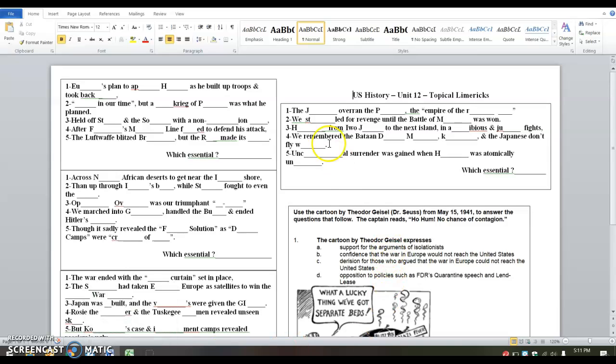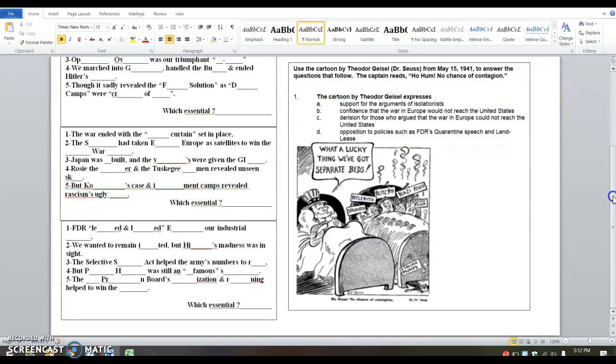Let's go over here to the top right, this one over here. The Japanese overran the Pacific, the empire of the rising sun. We struggled for revenge until the Battle of Midway was won. Hopping from Iwo Jima to the next island in amphibious and jungle fights. Remember the Bataan Death March, kamikazes, and the Japanese don't fly white flags for surrender. Unconditional surrender was gained when Hiroshima was atomically undone. That's 12.3, Pacific War.